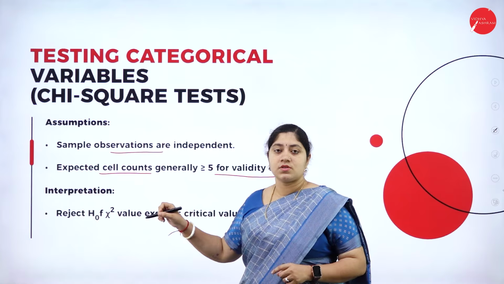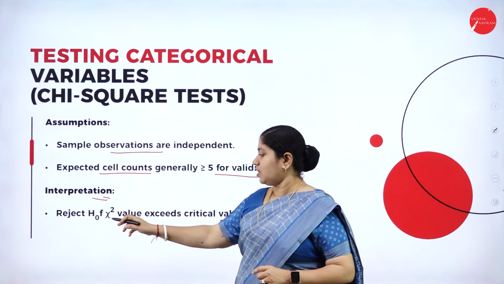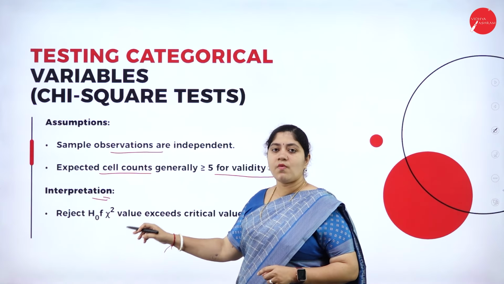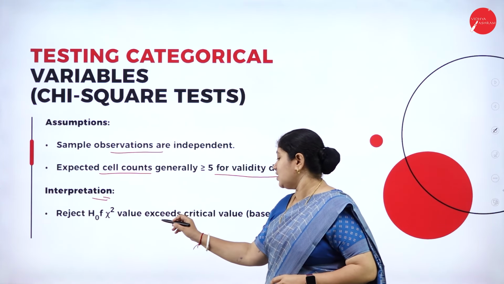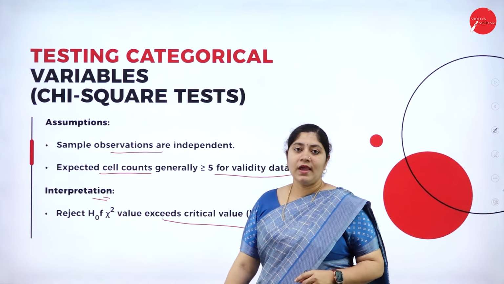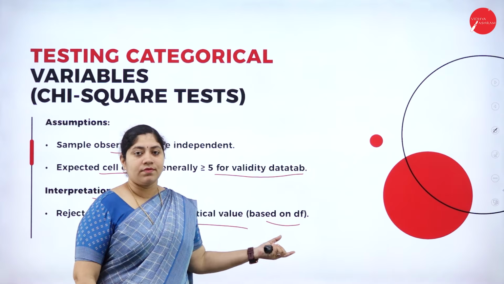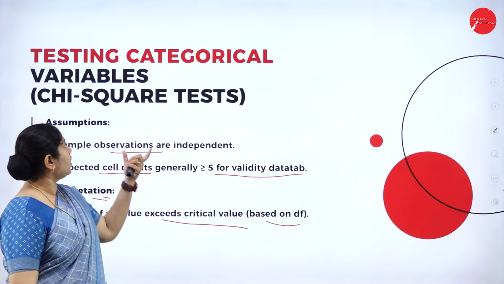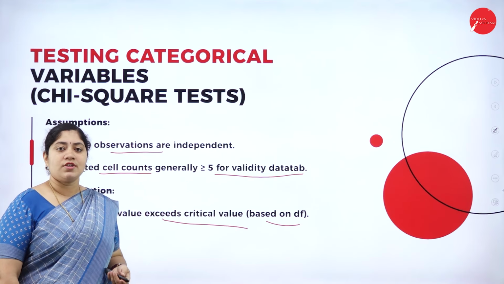Up next, let's see a small interpretation of the same. So here we reject our null hypothesis of X. Why is it? As it exceeds some critical value based on our degrees of freedom, that is DF. So this is all about our chi-square test assumptions as well as our interpretations.